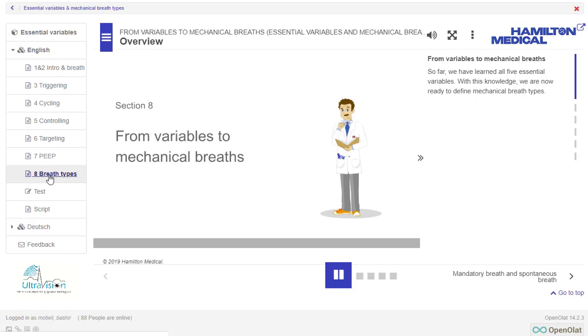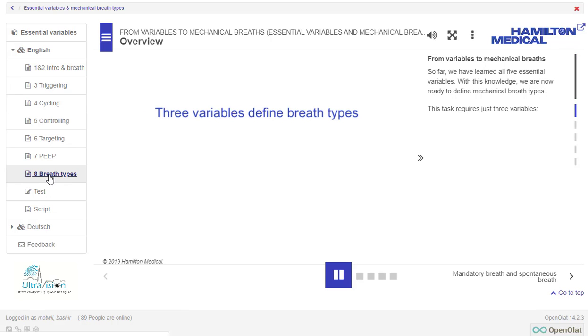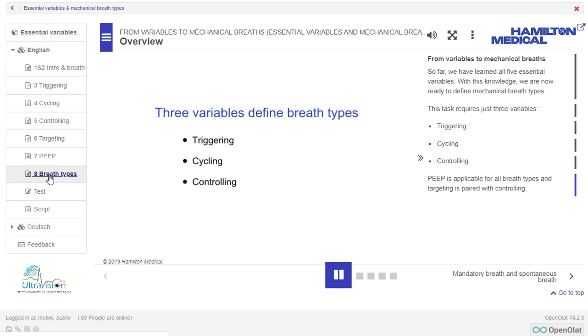From variables to mechanical breaths. So far, we have learned all 5 essential variables. With this knowledge, we are now ready to define mechanical breath types. This task requires just 3 variables: triggering, cycling, controlling. PEEP is applicable for all breath types and targeting is paired with controlling.